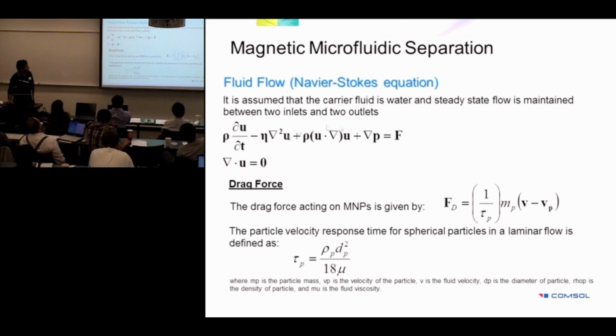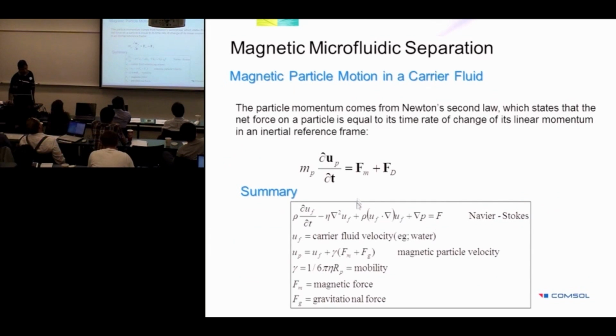Again, you can use the Navier-Stokes equation with an inlet and outlet. This fluid causes drag forces on these particles. So you can calculate the drag forces, and finally you can see how these particles deviate or move with respect to the drag forces. So it's a balance of drag forces with the magnetic forces. If the magnetic force is greater than the drag force, the particles will move towards the high magnetic field area. If it is low, they will go with the flow, with the fluid.